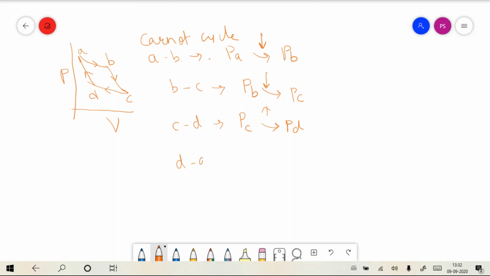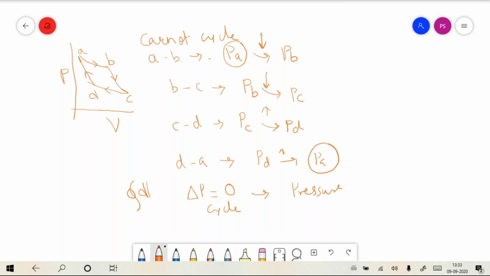So if you look at this, the change in pressure between any 2 points we take is equal to 0 for a cycle. This is because pressure is a property. So the cyclic integral of dP is equal to 0 because pressure is a property. Similarly, if you talk about volume, what would happen to volume?